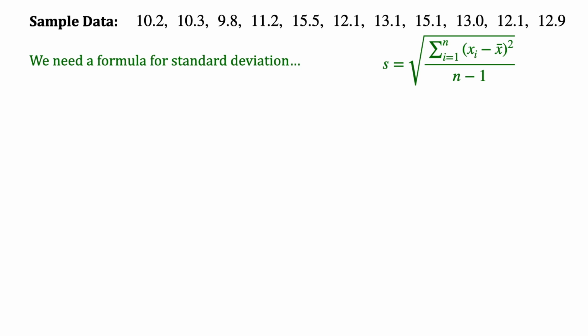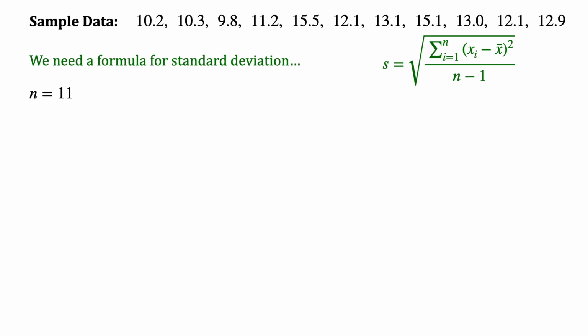Now, we have this formula, and we see in it that we have an xi. Well, the xi is each element of the sample data. So x1 would be 10.2, x2 would be 10.3, and so on down to 12.9, which would be x11. Since we have 11 sample data points, that means that our n is equal to 11.